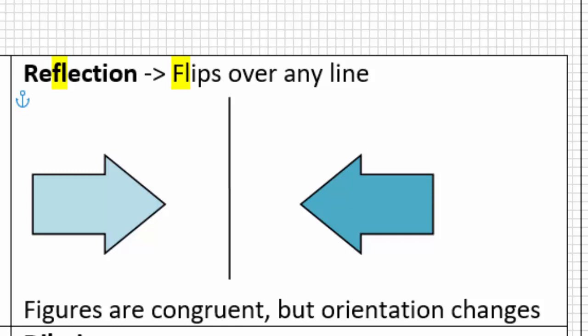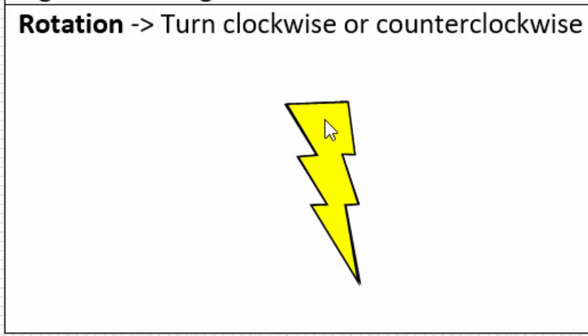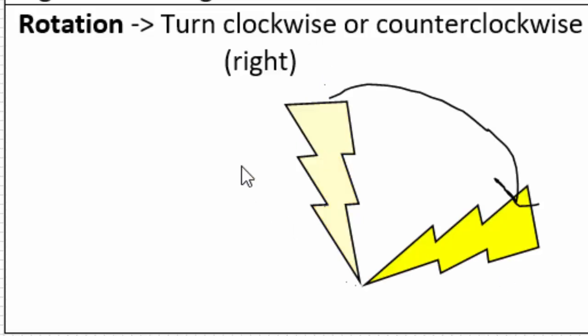Next, let's take a look at rotations. A rotation is simply turning a figure. So picking a point on the plane and turning that figure. We can turn it clockwise or counterclockwise. So let's take a look at what it would be to turn it clockwise. When I turn a figure clockwise or rotate it clockwise, I'm turning it to the right, and I use this point of the lightning bolt as my center of rotation and rotated it clockwise to the right.